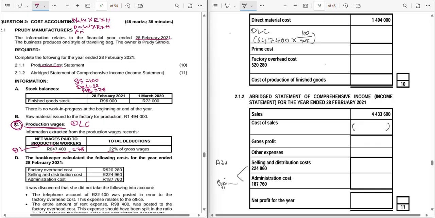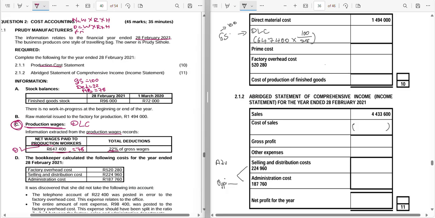They're saying production wages. The information extracted from production wages recorded. The net wage paid to production workers. Production workers are those workers working within a production, so this is direct. And we have a net wage of 647,400. They gave us a total deduction of 22 percent of gross. So when you are preparing your production cost statement, our focus here is gross.